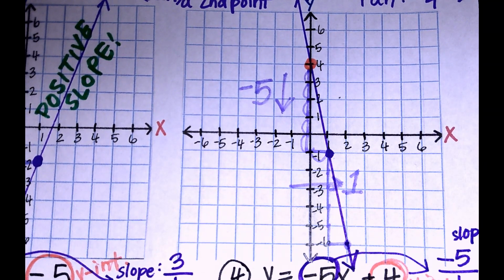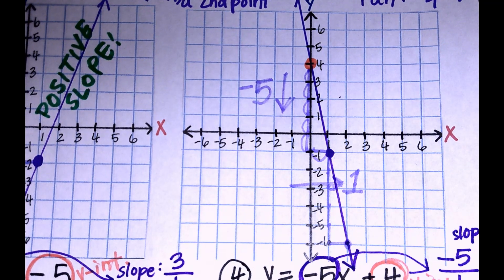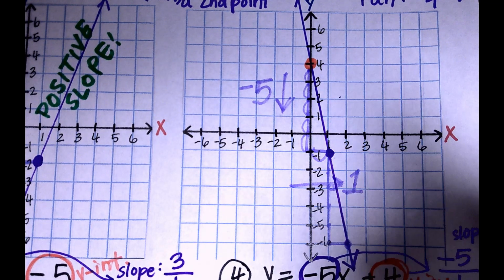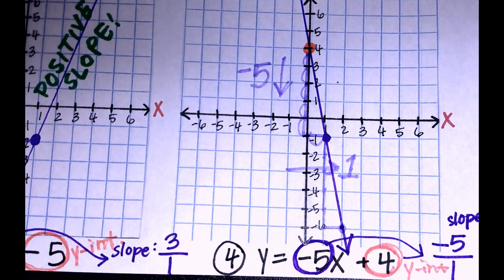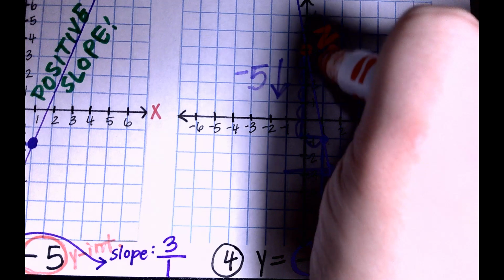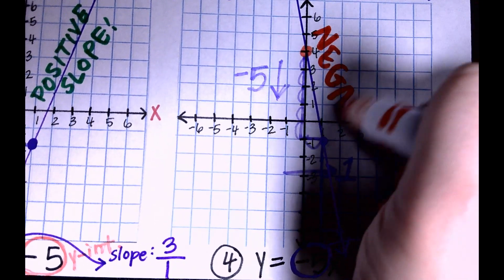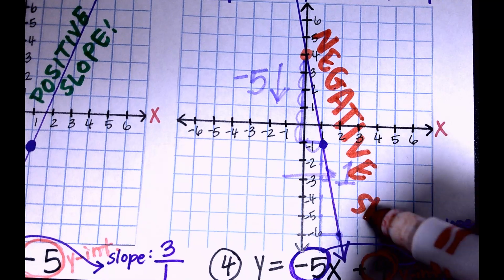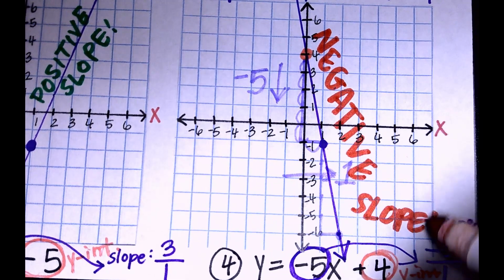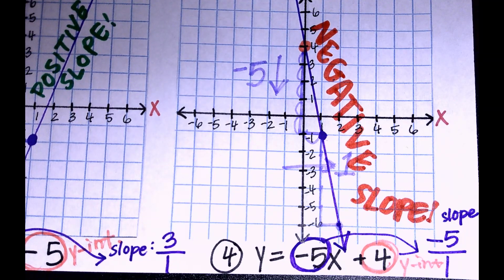Is this a positive slope or a negative slope? Negative. First of all, there's a negative number where the slope is. Second of all, it's going downhill. This is a negative, like a super negative slope. So, all good things to note.